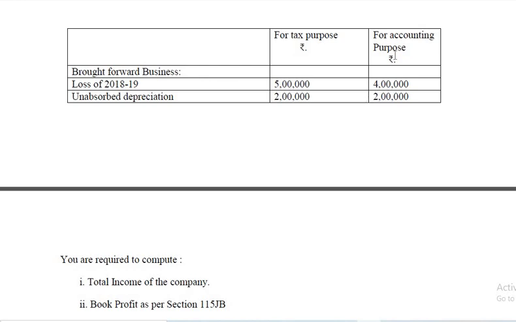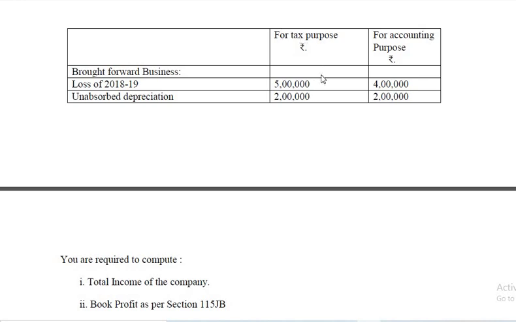Come to brought forward business loss for accounting purposes, 4 lakh, and unabsorbed depreciation brought forward, 2 lakh. While computing book profit, you have to take these two things. There is a deduction from book profit, that is brought forward business loss of 4 lakh or unabsorbed depreciation of 2 lakh, whichever is less. So 2 lakh rupees is the minimum here, therefore that should be deducted while computing book profit. That's all. This has nothing to do with computing total income, whereas these have to be considered while computing book profit.